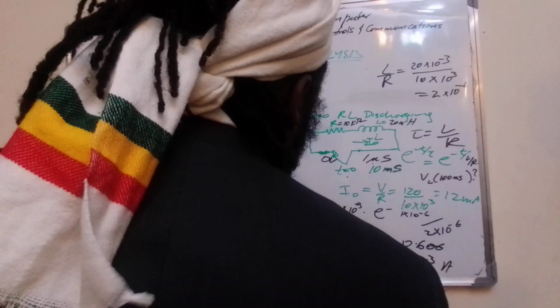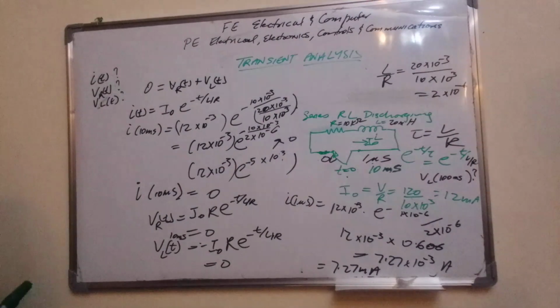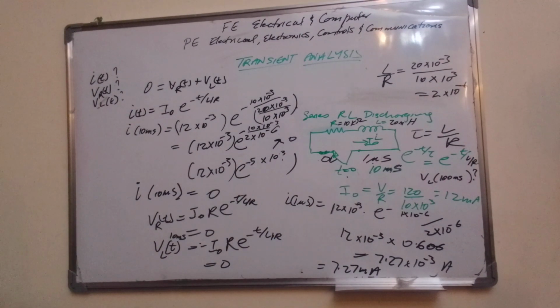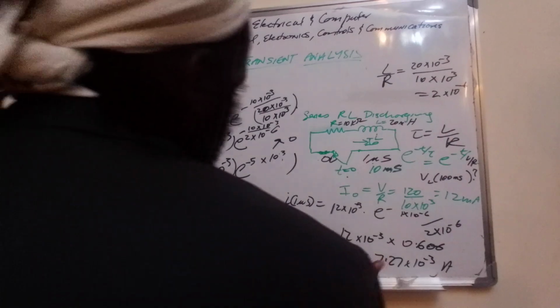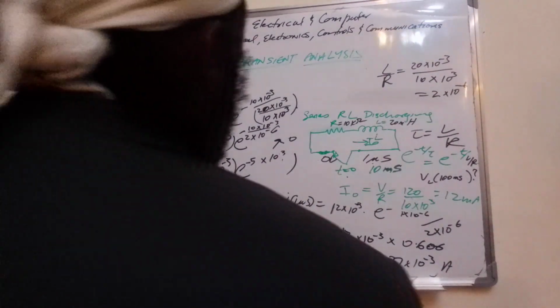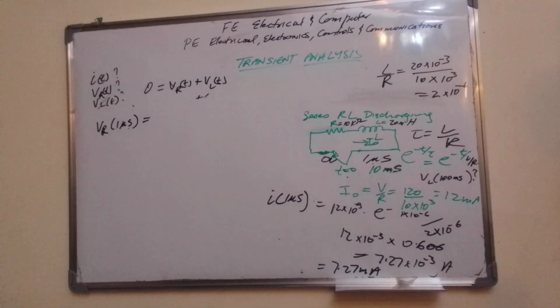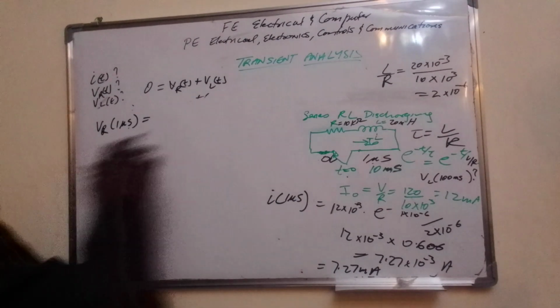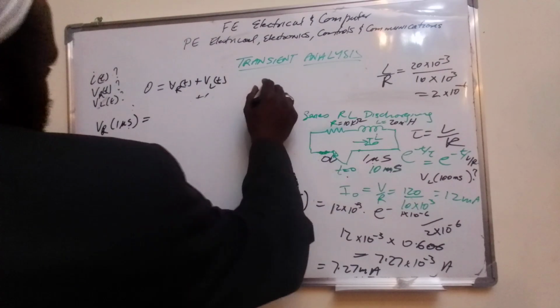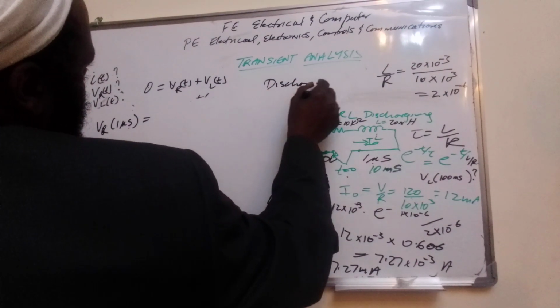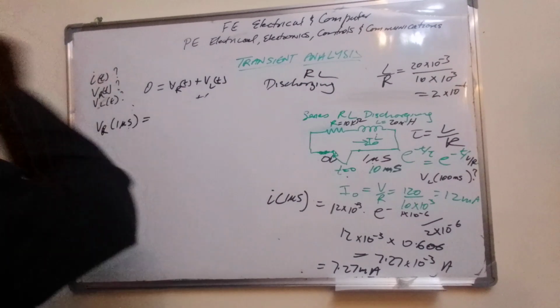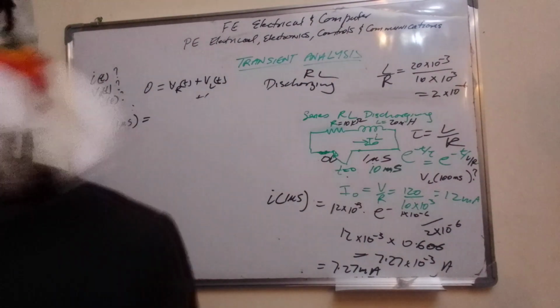See? So now you have 7.27 milliamps would have been the discharging current. Remember our initial current is 12 milliamps. Now it's gone down to 7.27 after 1 microsecond. Now we could work out the voltage at this point though, right? Now let's find VR after 1 microsecond, which is the voltage across the resistor in this discharging situation. Remember we're doing the discharging situation for the RL, right? So let's find this voltage across the resistor after 1 microsecond.